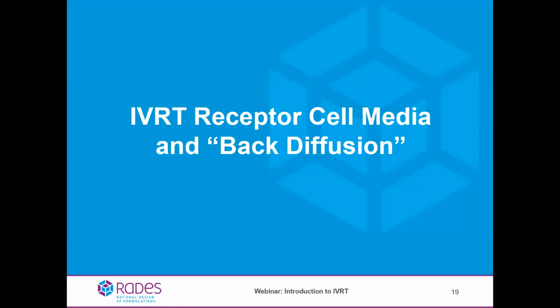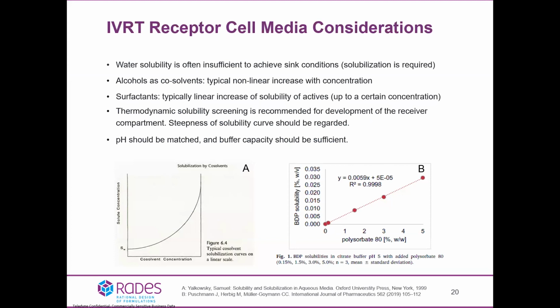Yeah, thank you, Michael. The receptor medium used in an IVRT experiment is most often a non-physiological mixture of a buffer and a co-solvent like ethanol or polysorbate 80 to ensure sufficient solubility of the API. The solubility in the receiver medium should be 10 times higher than the maximum expected concentration at the end of the experiment to ensure sink condition. Under this condition, the solubility has virtually no effect on the release rate.